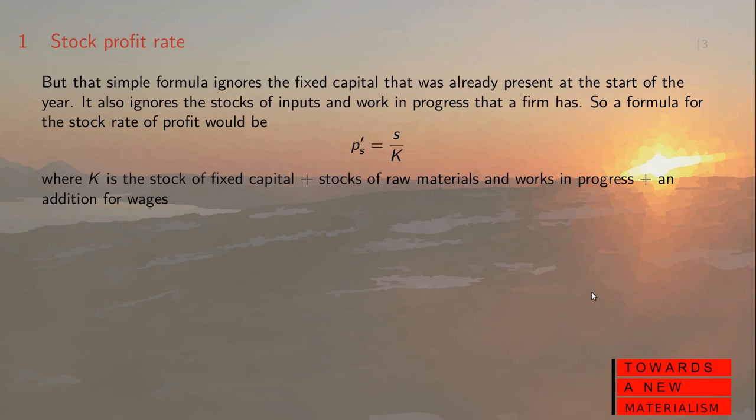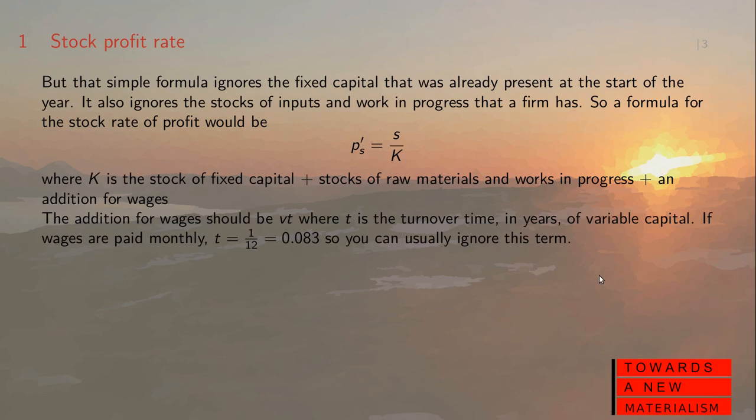But this simple formula ignores the fixed capital that was already present at the start of the year, and it also ignores stocks of inputs and work in progress that the firm has. So a proper formula for the stock rate of profit is P sub S equals surplus value over big K, where big K is the stock of fixed capital plus stock of raw materials and work in progress, plus an addition for wages.